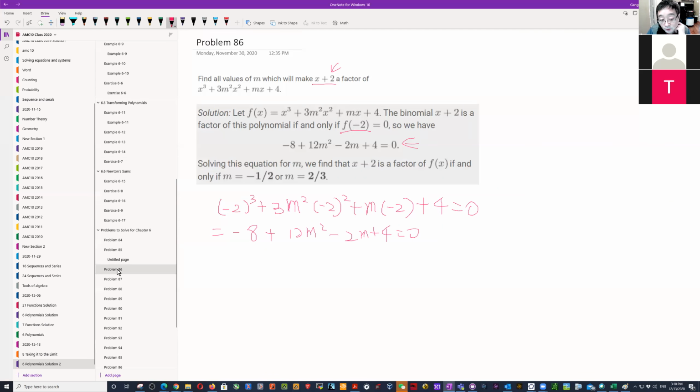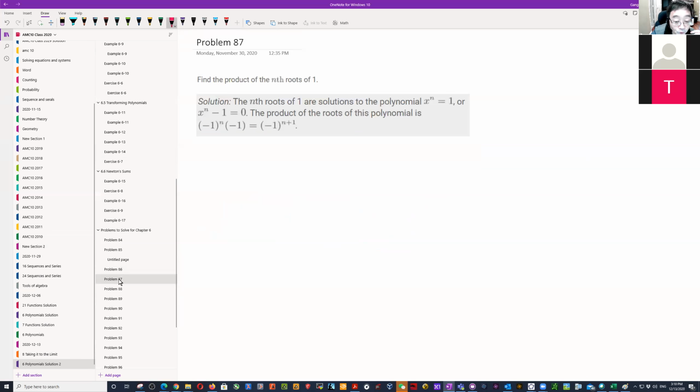And so if this is 0, we are facing a quadratic equation, and the quadratic equation is fairly easy to solve. So if we simplify it, it's going to be a quadratic equation. And then we are able to solve it.